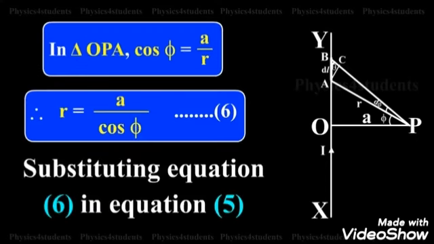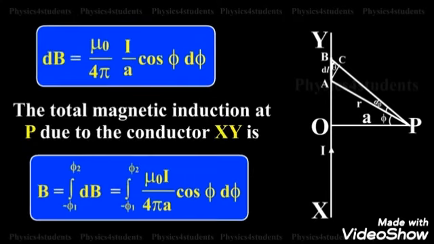In triangle OPA, cos phi is equal to a by R. Therefore, R is equal to a by cos phi. Substituting equation 6 in equation 5, dB is equal to mu naught by 4 pi I by a cos phi d phi.